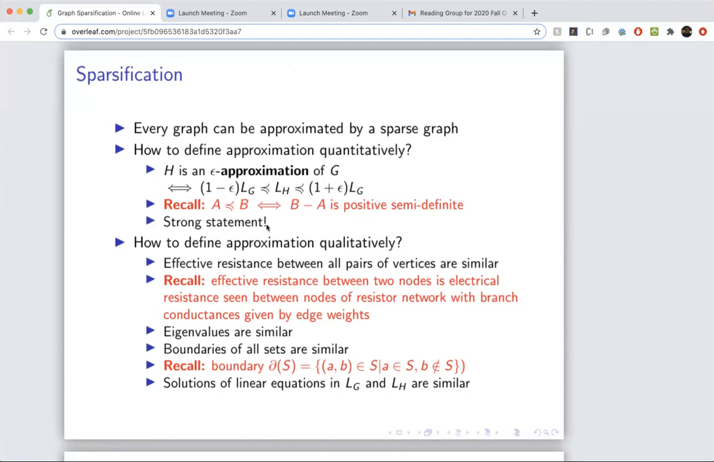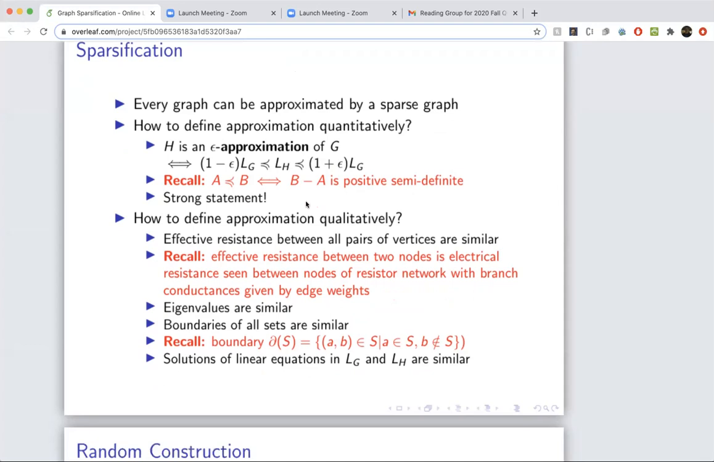So, start again from the beginning really quickly. Every graph can be approximated by a sparse graph. How exactly do we define approximation? H is an epsilon approximation of G if and only if (1 minus epsilon) times the Laplacian of G is less than or equal to the Laplacian of H, which is less than or equal to (1 plus epsilon) times the Laplacian of G. And just to be precise, A is less than or equal to B is defined to be B minus A is a positive semi-definite matrix.